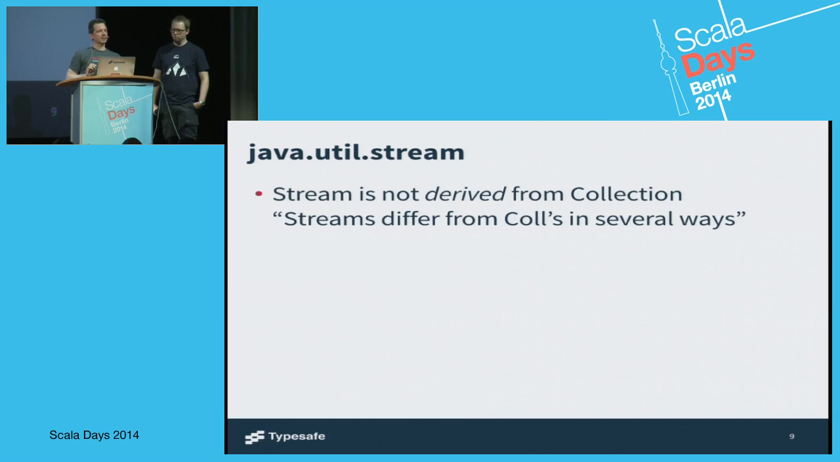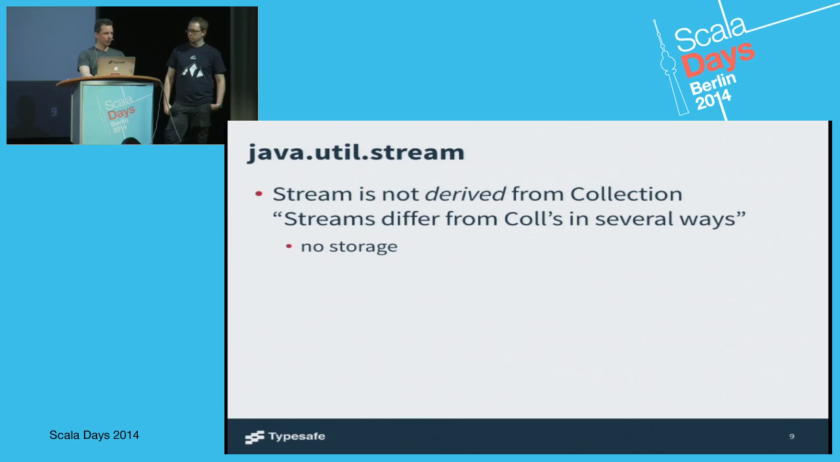Now, looking at Java 8, there was this package java.util.stream which was introduced. And it's also interesting to see that the Stream interface is not derived from Collection, which tells us a stream is not a collection, interpreting that in the is-a relationship that inheritance means. And they even say that streams differ from collections in several ways.